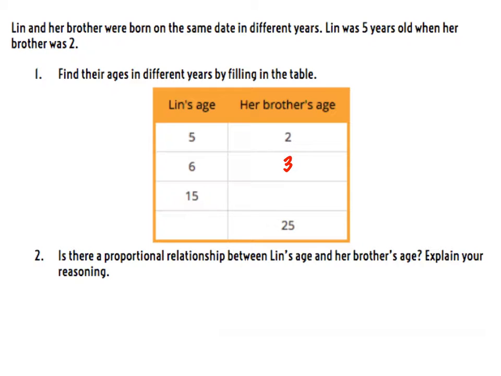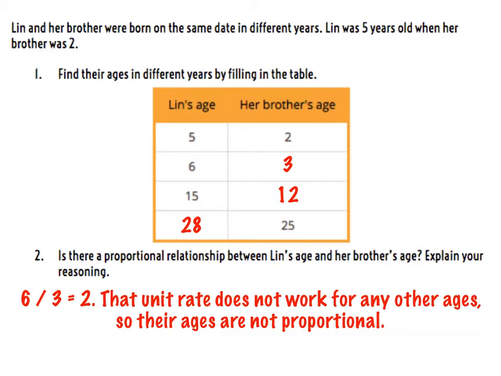This means that when Lynn is 15, her brother would be 12. And when her brother is 25, Lynn would be 3 years older, so she would be 28. Looking at these quantities, I notice that 6 to 3 is the simplest thing to find a constant of proportionality for, or excuse me, to find a unit rate for. And I notice that 6 divided by 3 is 2. So we would have a unit rate of 2 if we were going from 3 to 6, or a unit rate of 1/2 going from 6 to 3.